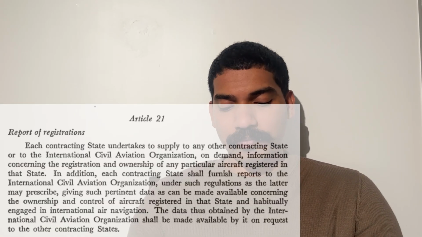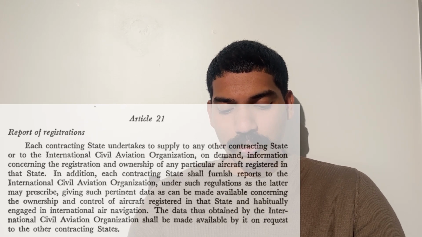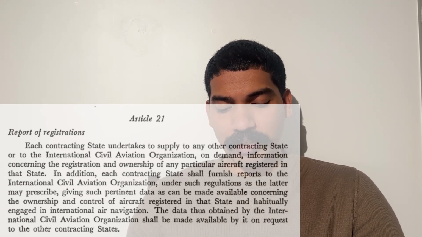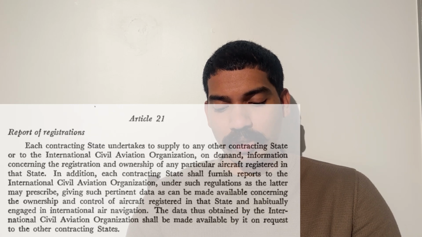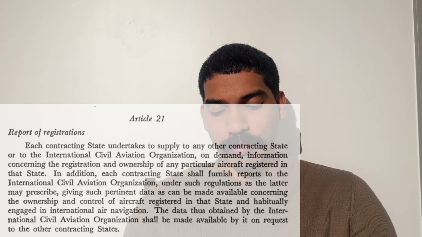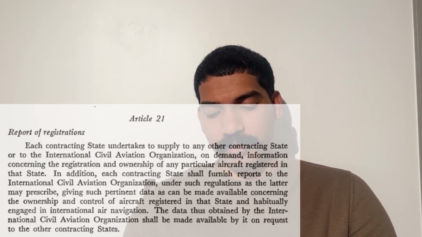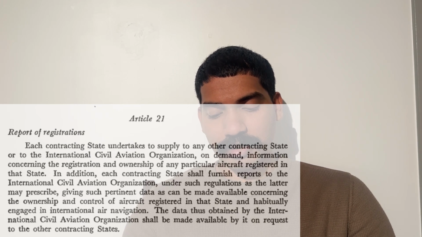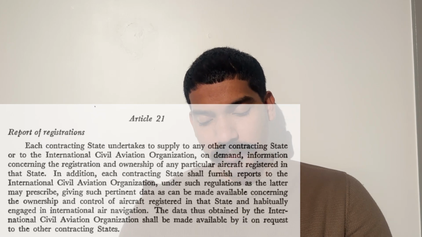Article 21, report of registration. The registering state must report to ICAO data revealing the ownership and control of the aircraft it registers. It also must make available to other contracting states or ICAO information concerning the registration and ownership of aircraft registered in it on demand.